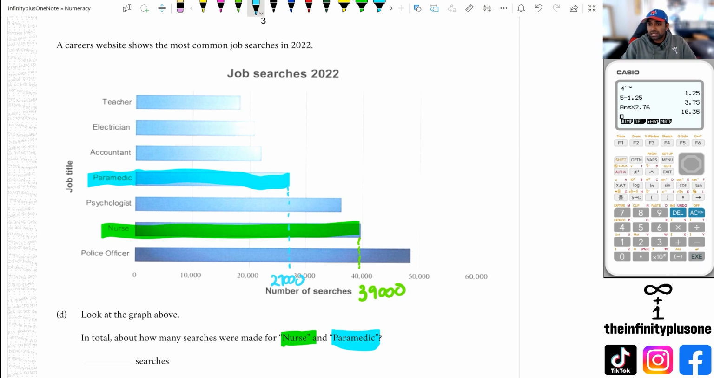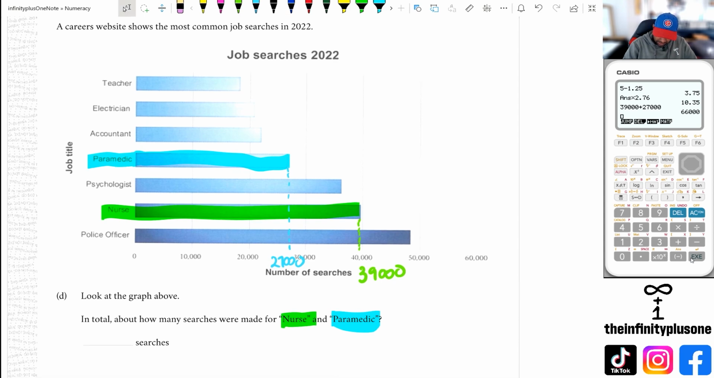And what I'm going to do is add up those two numbers. So when I do 39,000 plus 27,000, I am getting 66,000 as my estimate. So I'm going to put down 66,000. Now when I look at the answer schedule here, basically what they've said is as long as the answer is between 60,000 and 70,000, you're pretty much good to go. That's pretty much what you need to do for this question. We go to the next question.